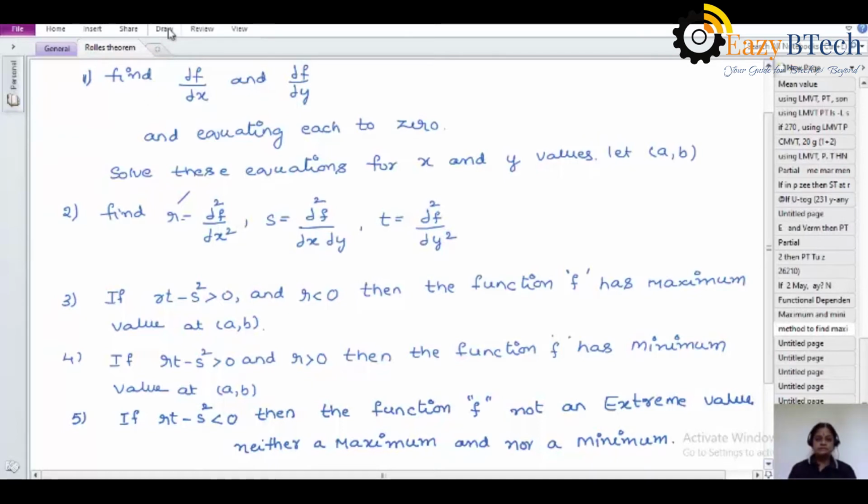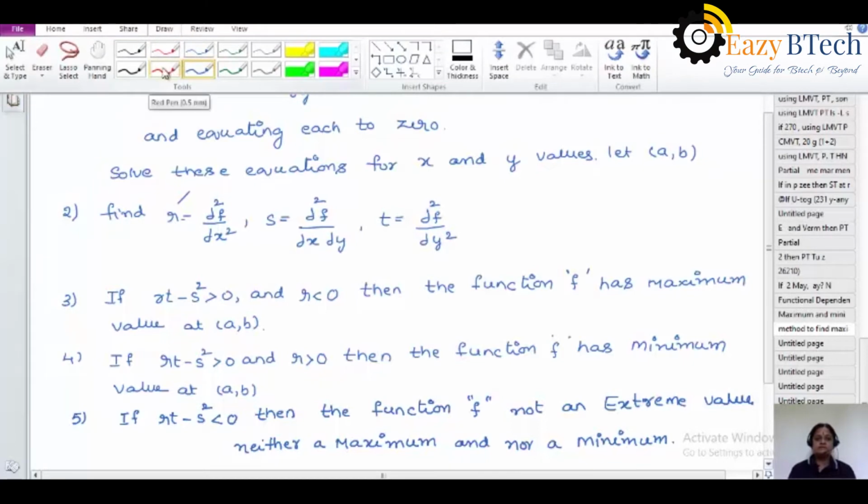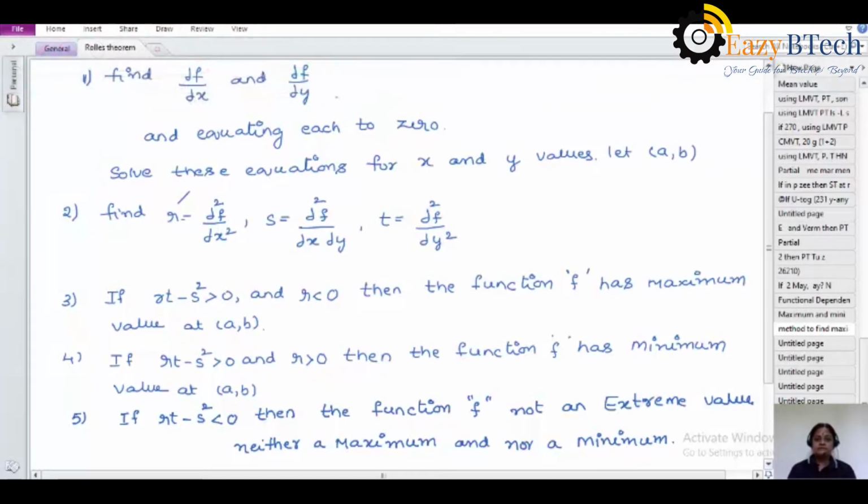So what is the first step, students? The first step is finding partial differentiation of f with respect to x and y and equating to 0. And of course solving these two equations and getting the values of a and b, that means x comma y in terms of a and b. And the second point is finding the value of r.